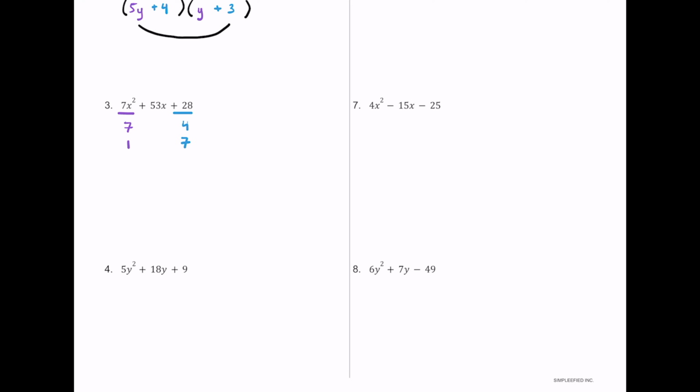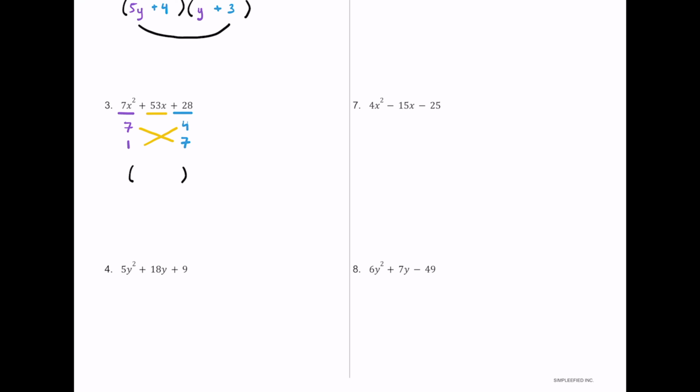If we try going across, that would be 28x and 7x. Combining those, we get not 53, right? We get 35. But if we try going diagonal, this would be 49x plus 4x, and 49x plus 4x is 53x, so that's what we're looking for, right? So if we go diagonal, this gets us what we're looking for. So those are going to be the outers and the inners paired together.